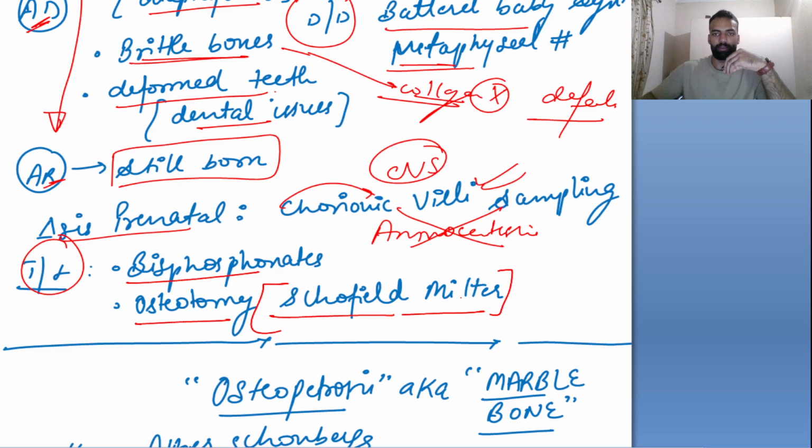Okay. So you have to tell me when we can do amniocentesis and when we can do CVS. You have to tell me in comments the timing. Which one is done in the first trimester and which one is done in the second trimester. Okay.